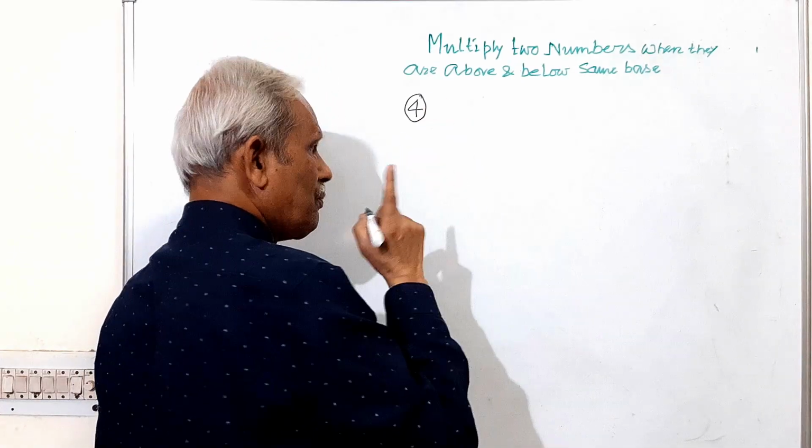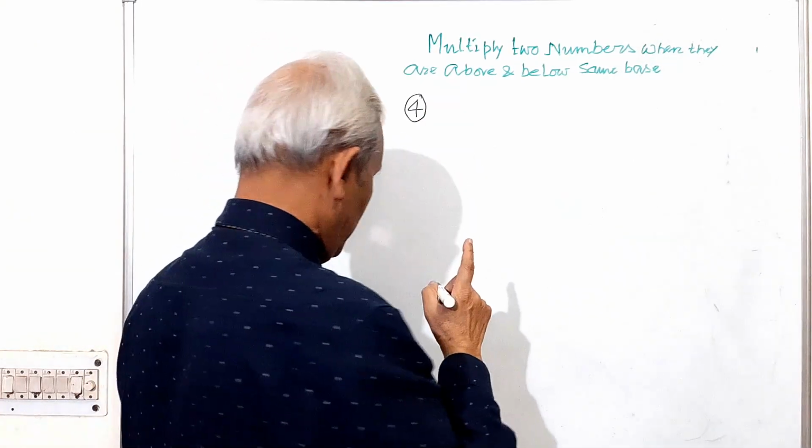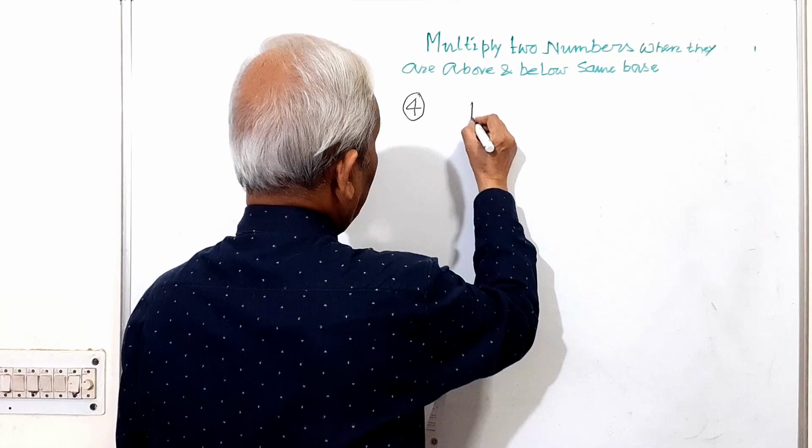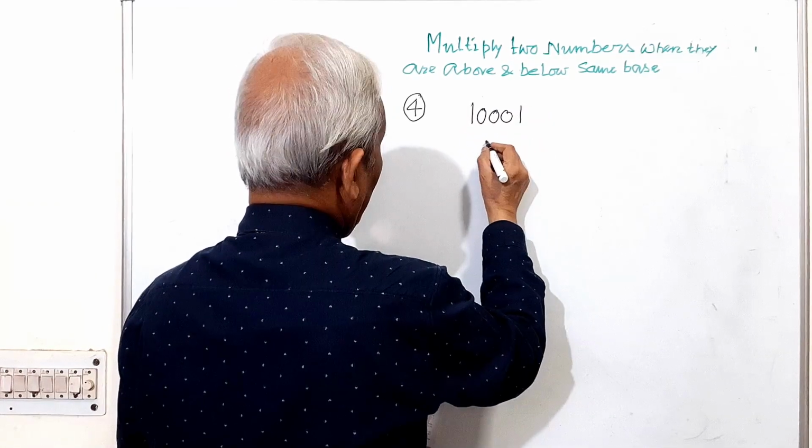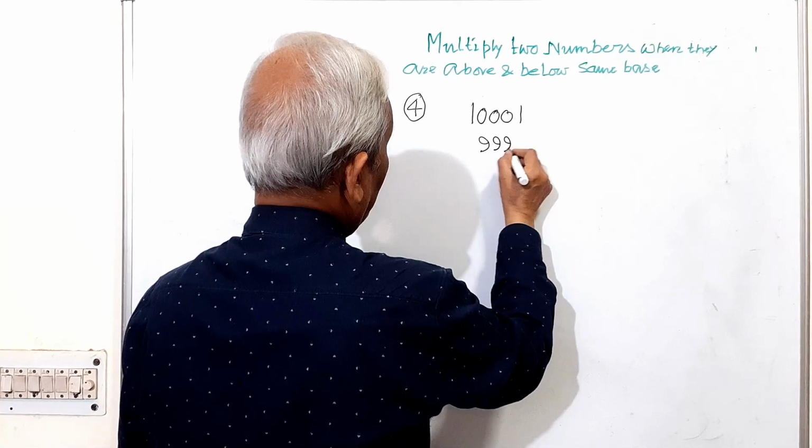Just see the process, follow it, and you'll be able to do it. 10,001, 9,992.